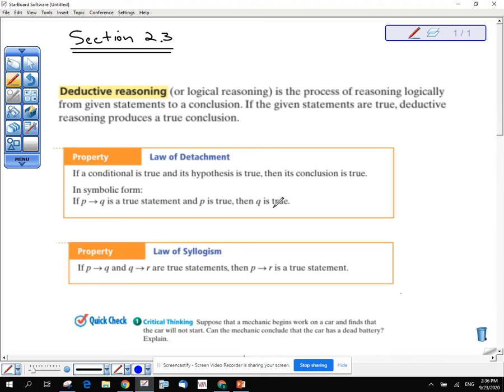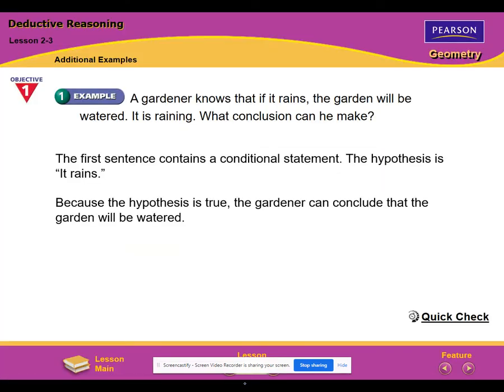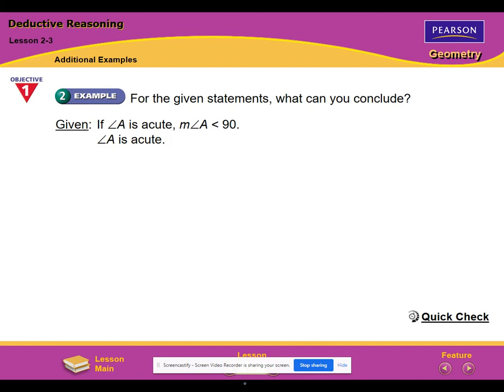Okay, now let's take another example for that. More mathy example. If angle A is acute, then the measure of angle A is less than 90 degrees. Now I invented the word then there, but I would prefer to have that. If angle A is acute, then the measure of angle A is less than 90. True statement. And then they say angle A is acute. You can conclude that the measure of angle A is less than 90 degrees.